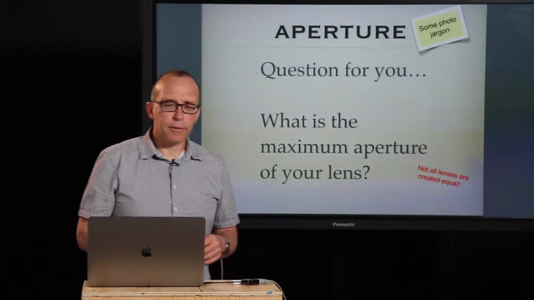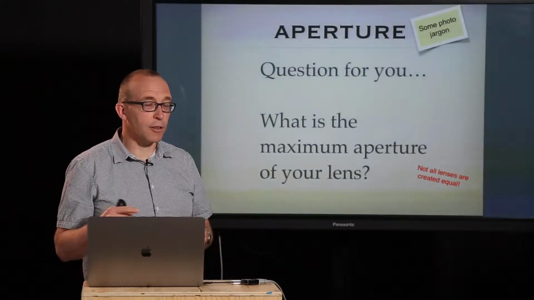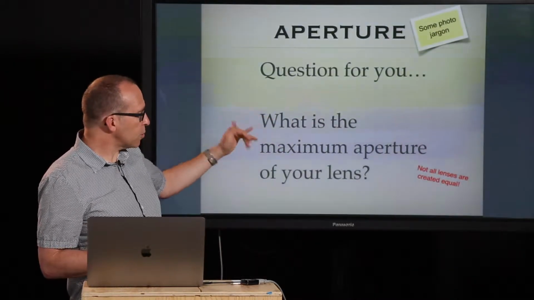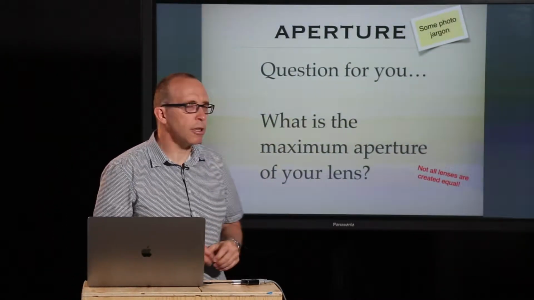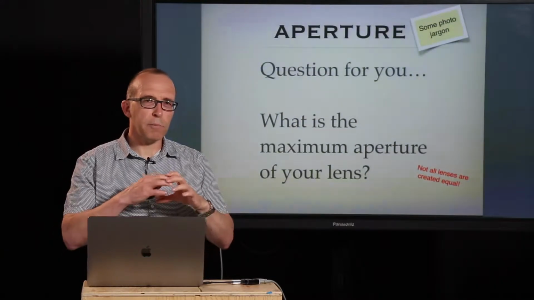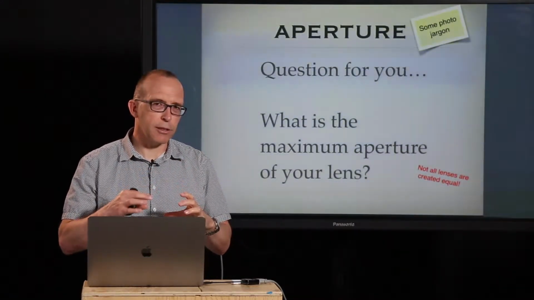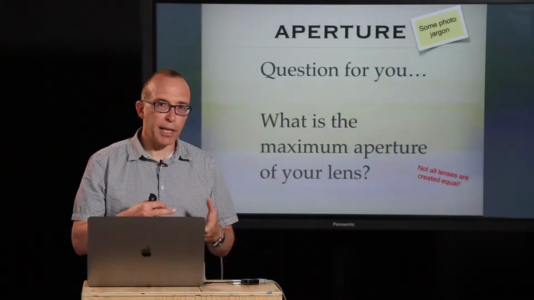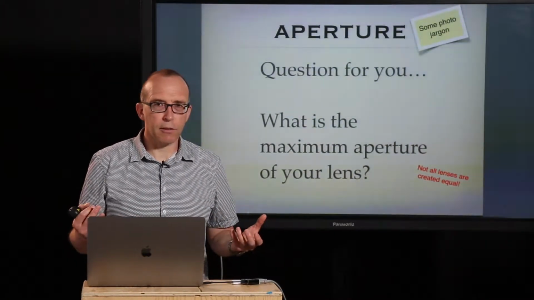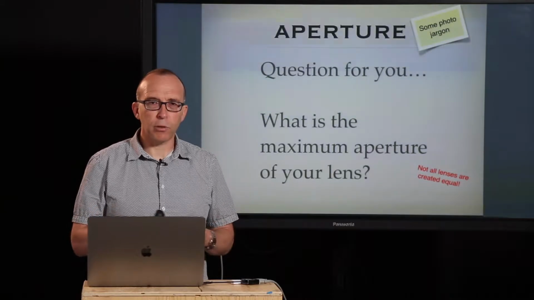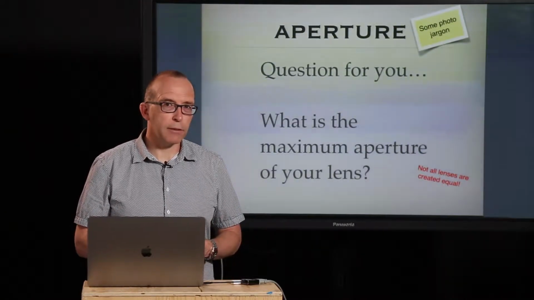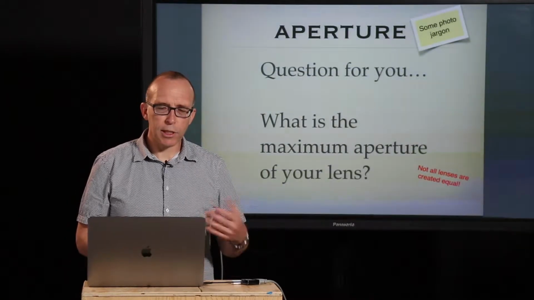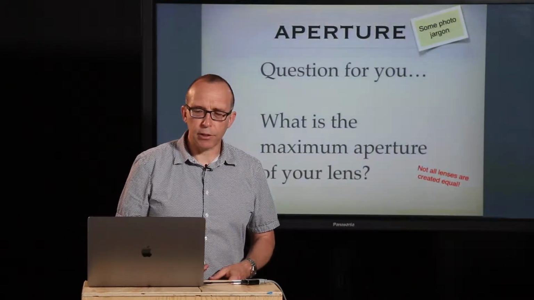To introduce the first jargon, and there's a bunch of them I'll talk about this semester, I've got a question for you. What is the maximum aperture of your lens? What is the biggest opening you can produce on your lens? Some of you might have a lens that opens up to a maximum aperture of, let's say, 3.5. Some of you will have a lens that opens up to 2.8. Everyone's lens is a little bit different. So what is the maximum aperture of your lens?